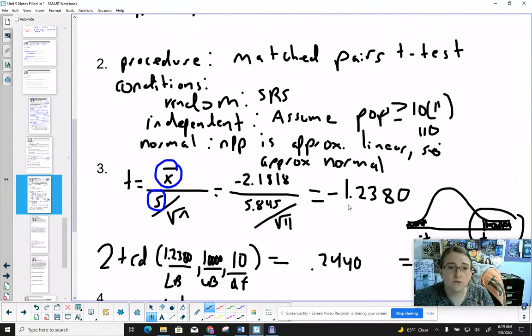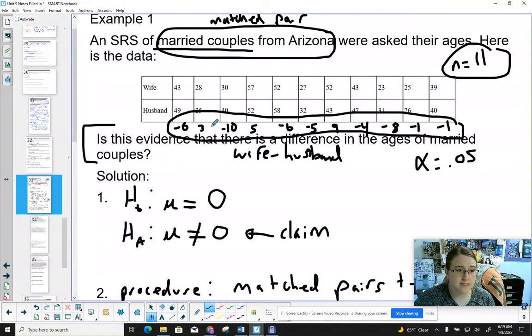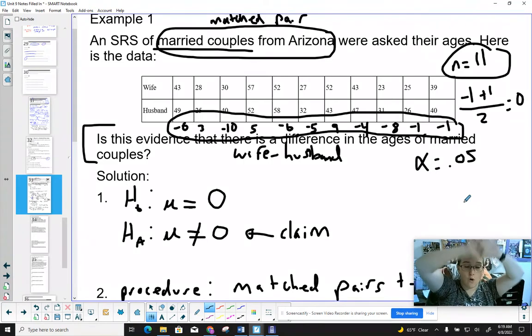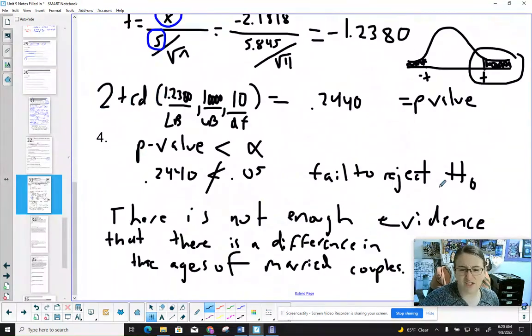So I know that looking at this, you're like, well, but look, every single one of these people had a difference in their ages. 0 did not occur at all. But you have to get out of looking at the data versus thinking about an average. Again, if there are negative numbers and positive numbers, for example, the average of -1 and +1, divide that by 2, this is 0. It's an average of 0. So even though overall, sometimes the wife is older, sometimes the husband is older, on average, it might balance itself out. So this sample has a very likely chance of occurring.